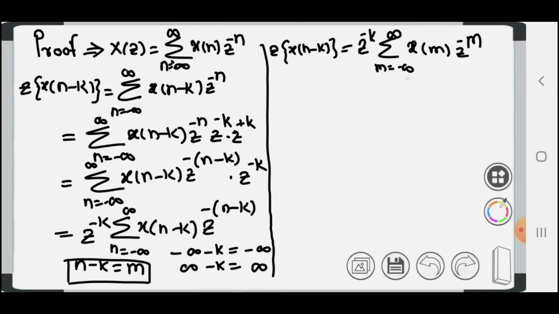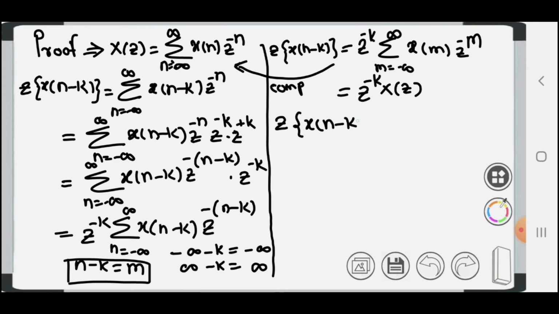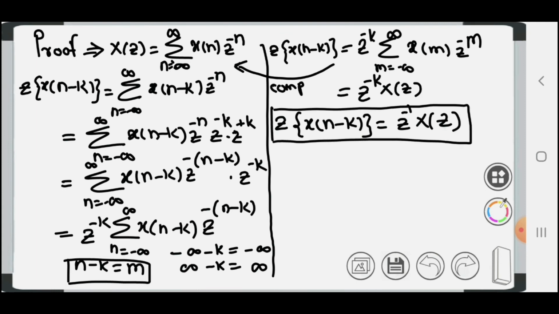If we compare it with the standard definition of Z transform, it is the same, only instead of n the variable is m, and the definition remains the same. So this is the definition of Z transform, that is X of z. So we come to know that the Z transform of x of n minus k is equal to z raised to minus k X of z. So we have proved this time shifting property.